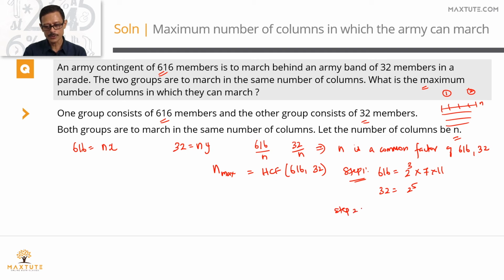Step 2 is actually computing the HCF. HCF is nothing but the product of the common primes in their lowest power. What are the common primes? The only common prime to these two numbers is 2. The power of 2 here is 3. The power of 2 in the second number is 5. So the lowest power is equal to 3. So HCF is equal to 2 cube, which is equal to 8. What is the HCF? HCF is the maximum number of columns in which they can march. So both these groups, the army and the band, will have to march in columns of 8.